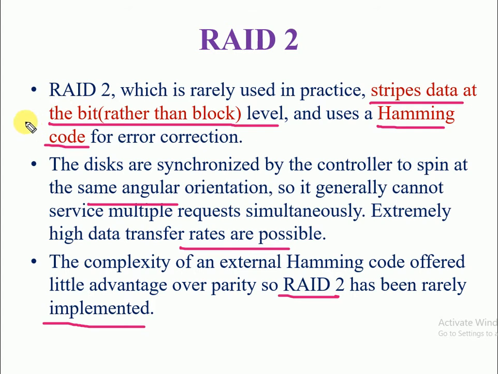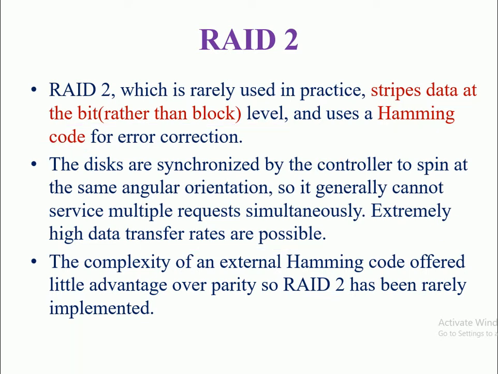The difference between RAID 0 and RAID 2 is this: in RAID 0, data is divided and striped, but in the case of RAID 2 the strips are at bit level. Bits are distributed among different disk drives. That is the basic difference between RAID 0 and RAID 2, and RAID 2 also supports Hamming code for error correction purposes.